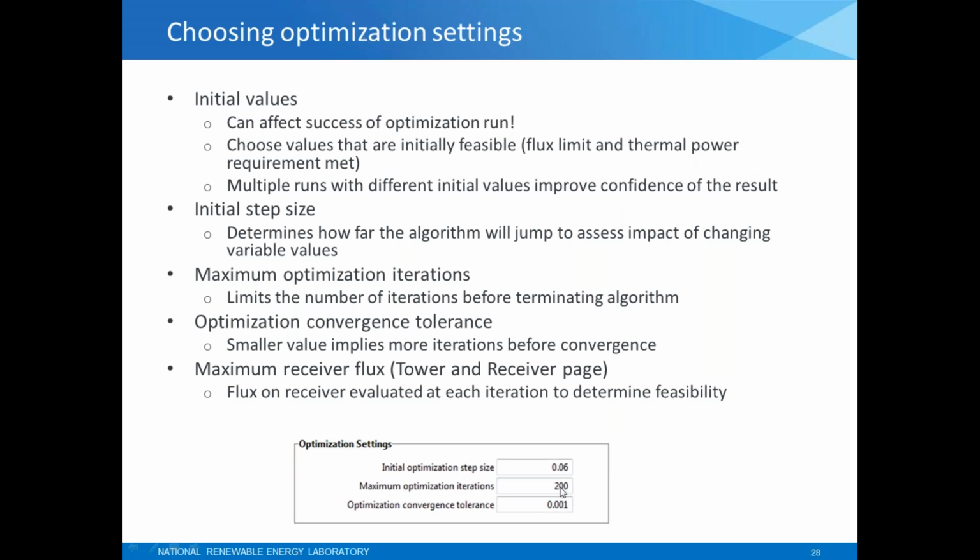The number of iterations will limit the algorithm: you'll cut it off after 200, and it'll just use whatever the best evaluation was at that point. Or if it converges, it'll converge within an objective function tolerance of 0.001.